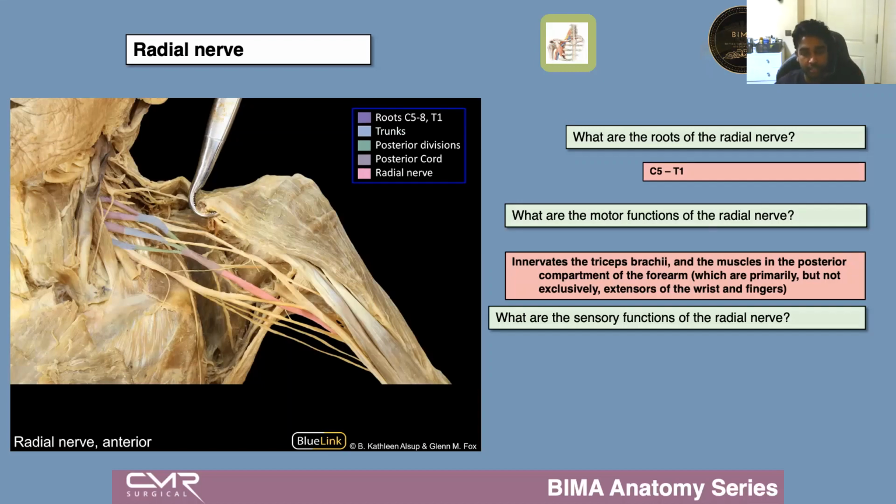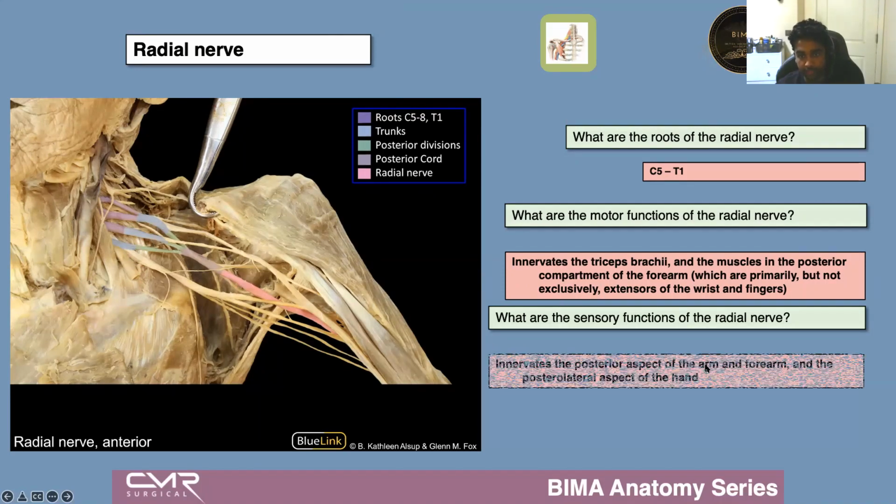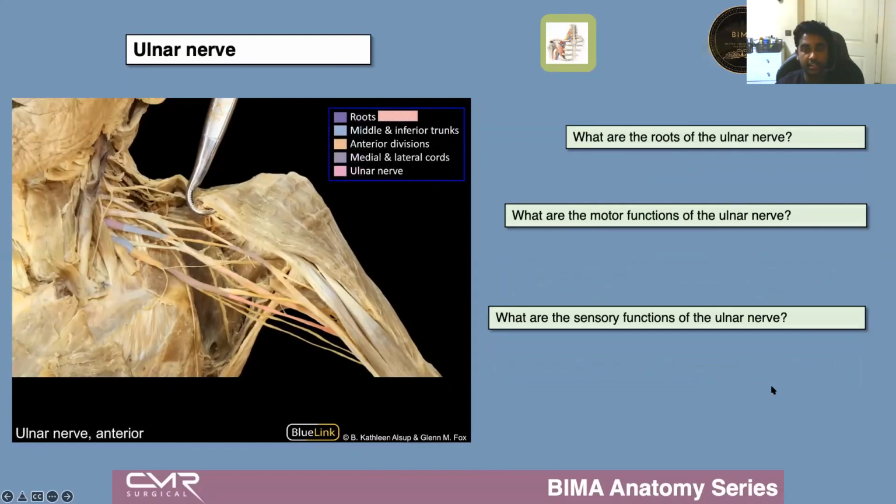Does anyone know what the sensory functions of the radial nerve are then? Anyone? Skin, yeah. Perfect. And the last, but certainly not least, nerve of the brachial plexus is the ulnar nerve. So the roots of the ulnar nerve, everyone want to have a go?